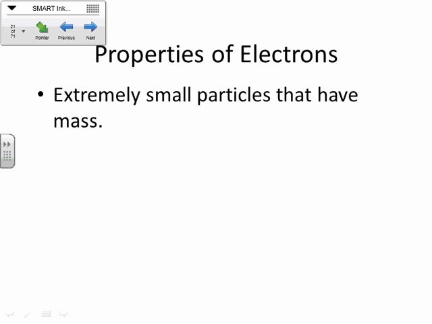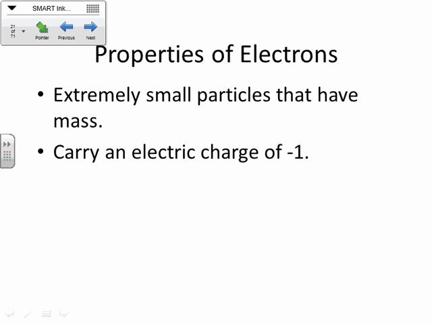So electrons are extremely small particles that have some mass, okay? Not a lot of mass, but they have some mass. They have a charge of -1. Now that's a relative charge. That's the way we usually measure charges in coulombs. And if you were talking about this in coulombs, it would be a much smaller number than this. But we assign it a charge of -1.